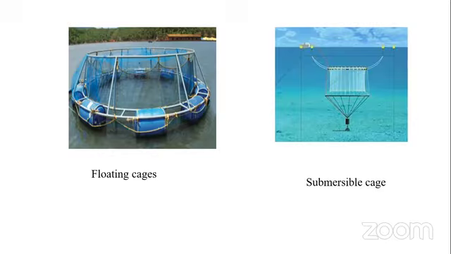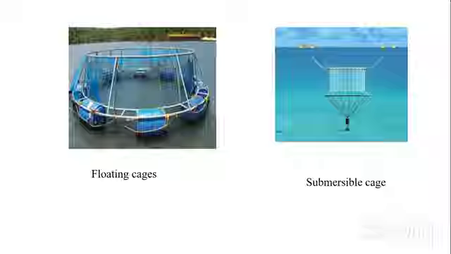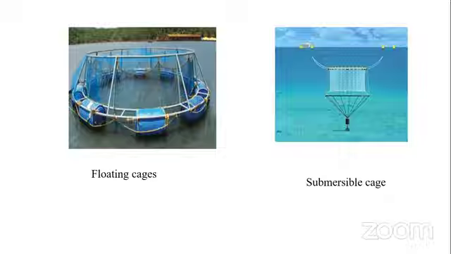Now, how to construct the cage? What are the requirements for the cage fabrication? As you can see, the drums are there. The poles are there, which are made of steel or iron. And the nets are there. Three kinds of nets are used. One is the rearing net, one is the protection net, and the top one is the bird protection net. And these drums are used, which are empty drums.